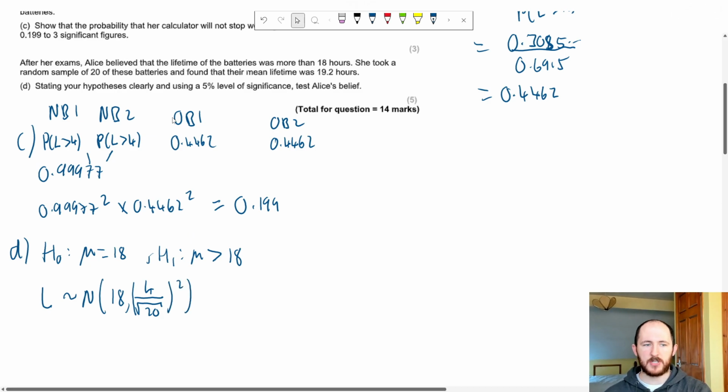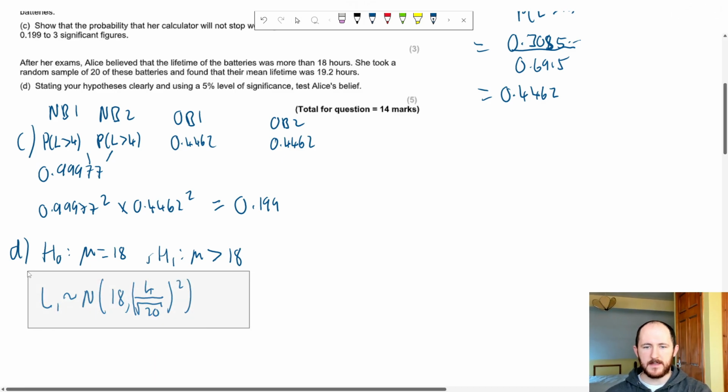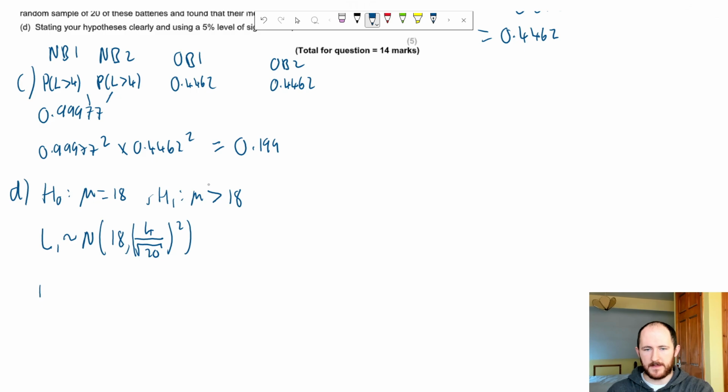And all we're going to do is actually work out the probability, using this different method, maybe I should write this as L1 or something, using this alternate distribution that we've written, we're going to find out what the probability of it lasting longer than 19.2 hours is. Because again, we're testing if it's more than 18 hours, so we want to find the probability that it lasted more than 19.2. So just to write that out, we're finding the probability that L1 is bigger than 19.2.